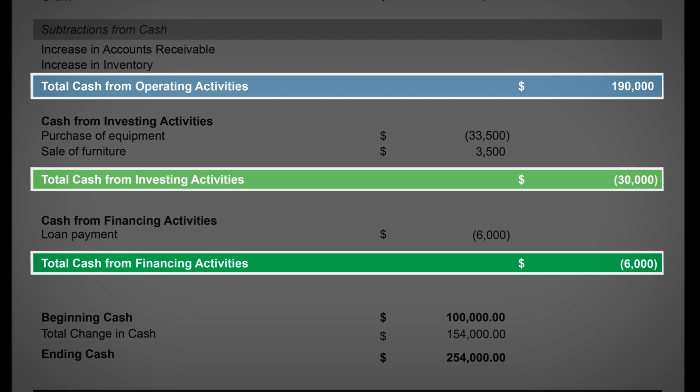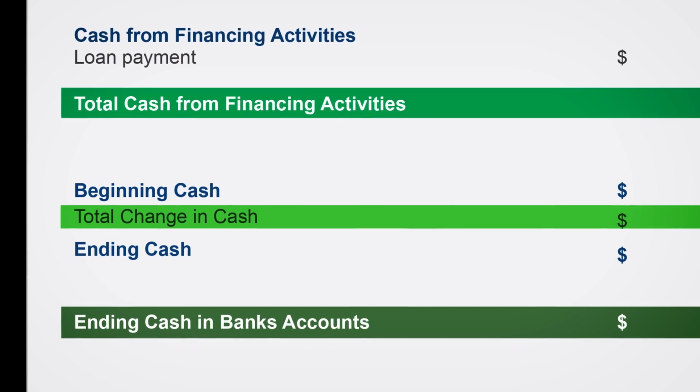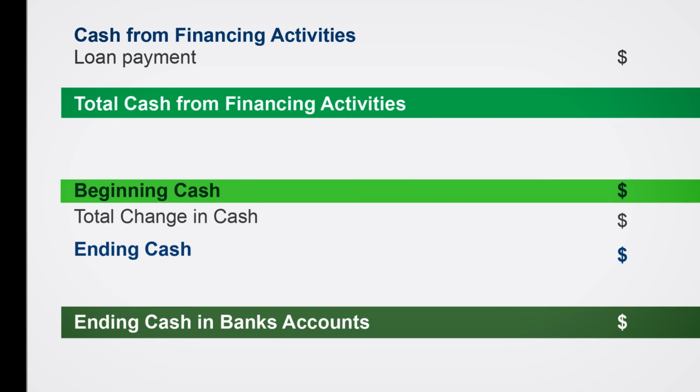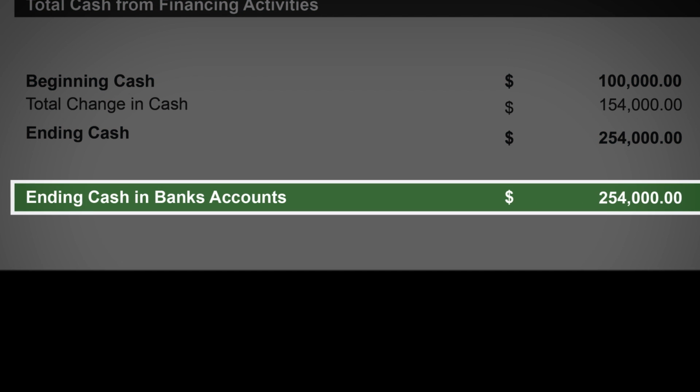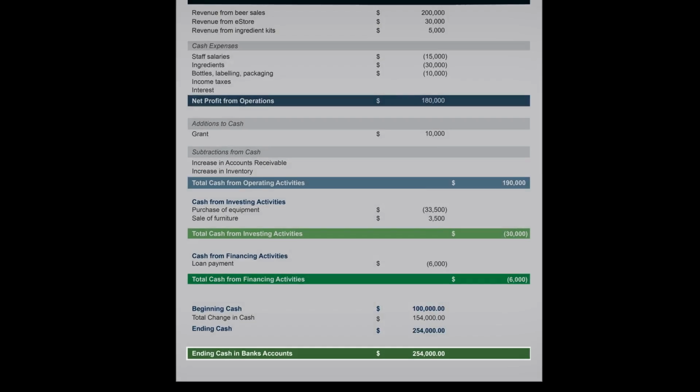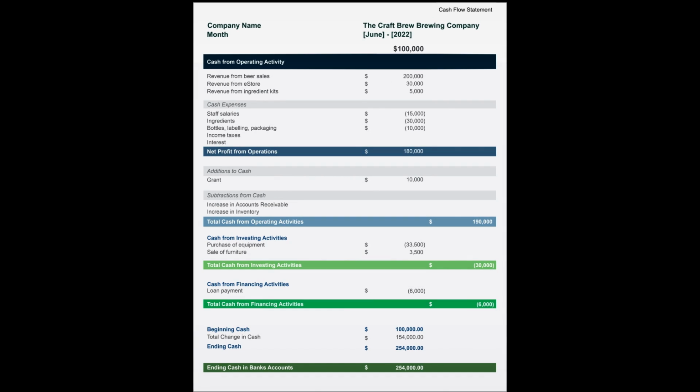If you spent more money than you made, then you would subtract the change in cash from the beginning cash amount. For the Craft Brew Brewing Company, they ended the month with $254,000 in their bank account. They are cash flow positive because there is more money coming in than going out.